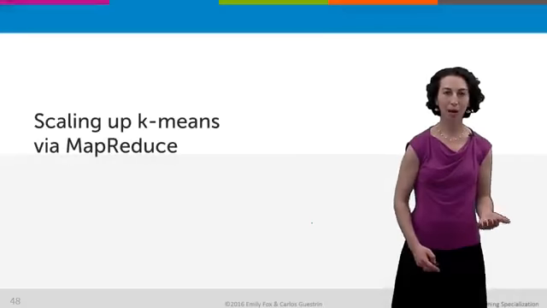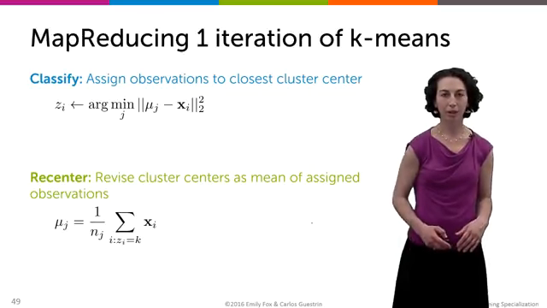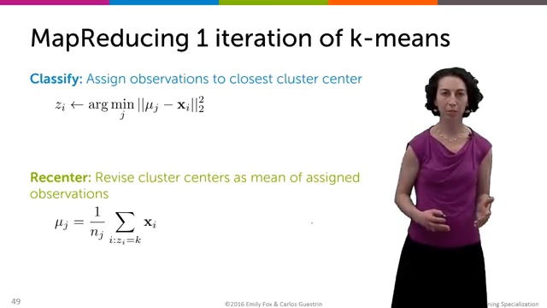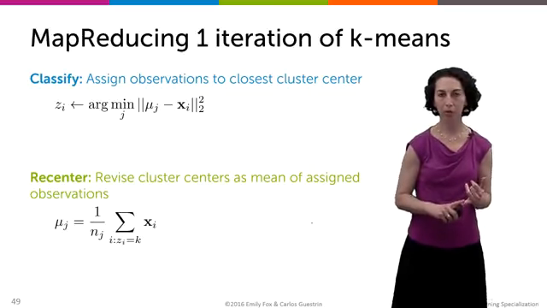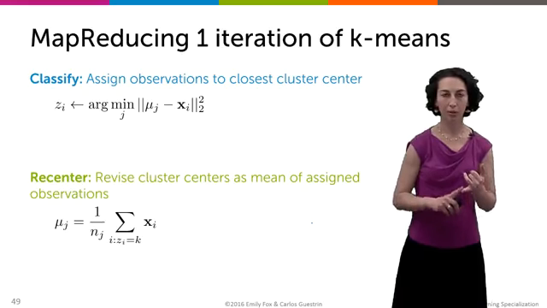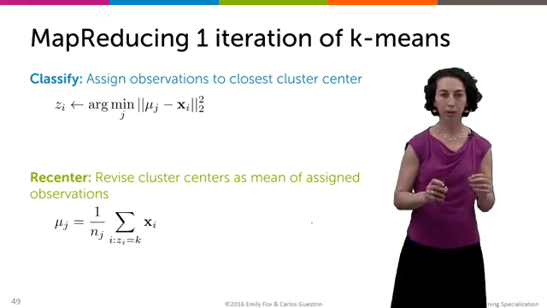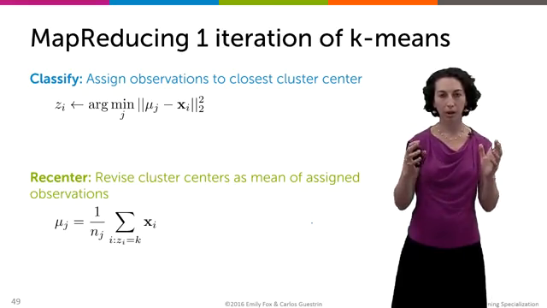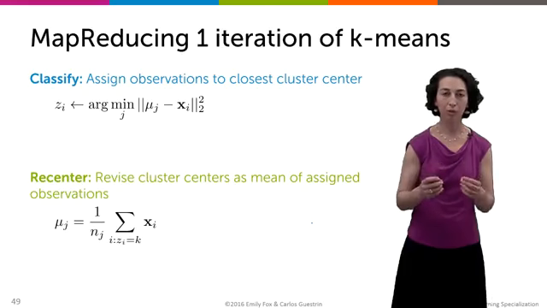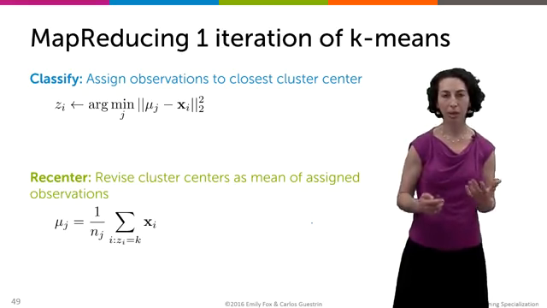Let's now turn to applying MapReduce to k-means. And first, let's just recall the two steps of k-means. There's one step, which we'll now refer to as the classify step, where we assign each data point to a cluster. Then we have what we'll now call the recenter phase, where we take all the data points that were assigned to a given cluster, and we use that to update our cluster centers. Well, let's think about these steps within the context of MapReduce.